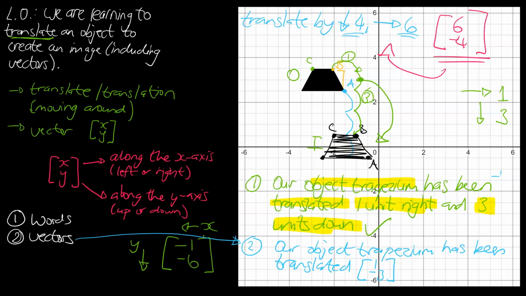So hopefully you found this video on translation useful. We went through how it moves it around. We also spent a lot of time discussing what a vector is and how that relates to the left or right or up and down movement. And then finally, we learned how to describe a transformation. Let's get into heaps of practice now.